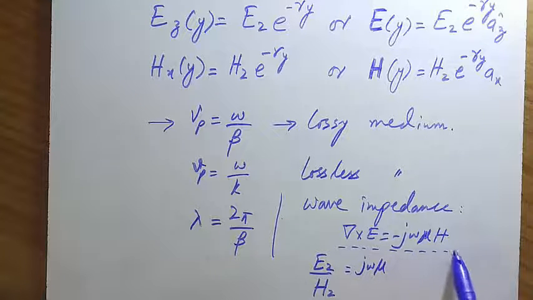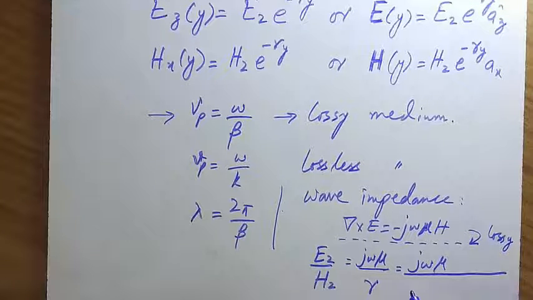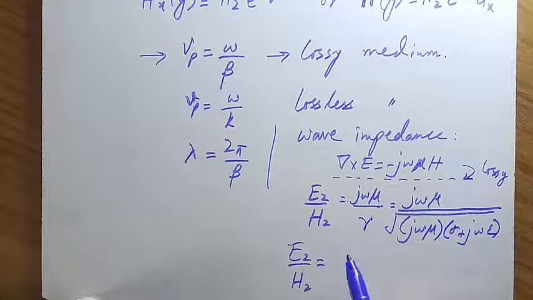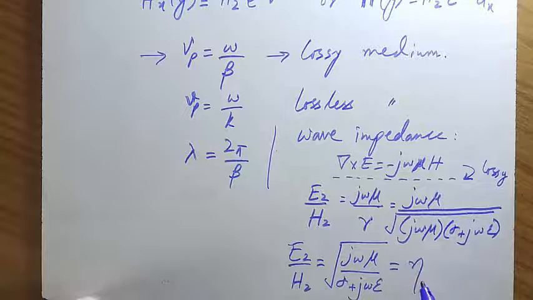I'm omitting many steps over here obviously. I consider you go through the steps we did for the lossless medium, right? And now it is the lossy case. So j omega mu divided by gamma instead of k, and this ends up as j omega mu divided by the square root of j omega mu times sigma plus j omega epsilon. And you can also say that this E2 by H2 is in fact equal to the wave impedance obviously, and the value for this is j omega mu divided by alpha plus j omega epsilon. Don't get scared with this.